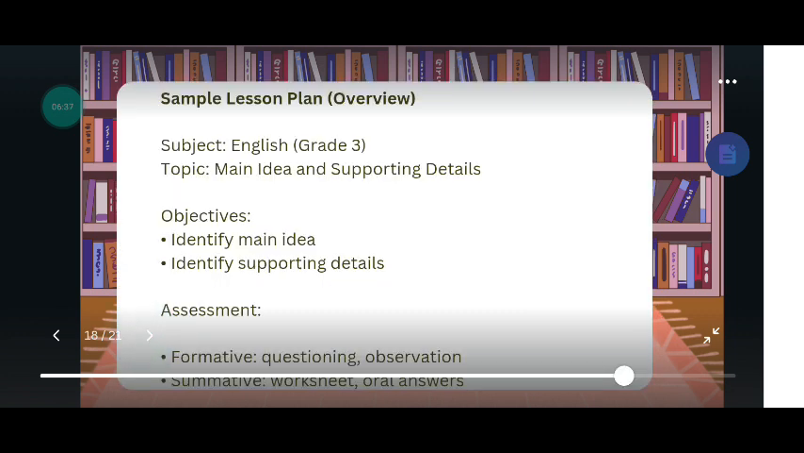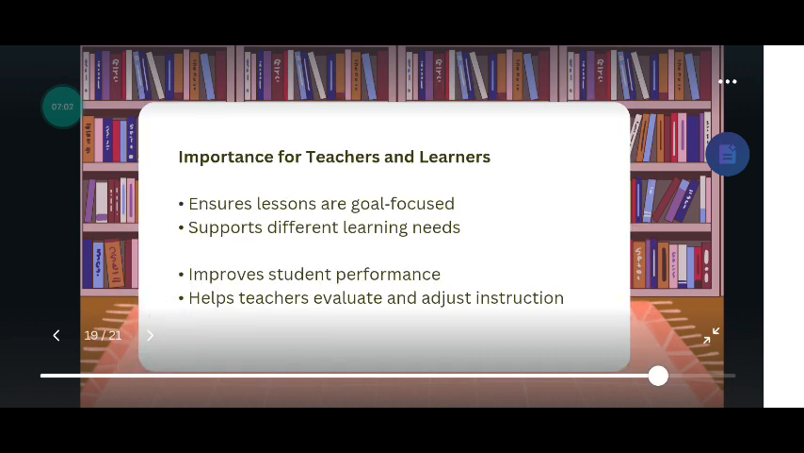So here is an example of a lesson plan. Like what I said earlier, the topic is the main idea and supporting details. For the objectives and assessment, you can create formative, questioning, observation, and summative, worksheet, oral answers. So let us continue to the importance.